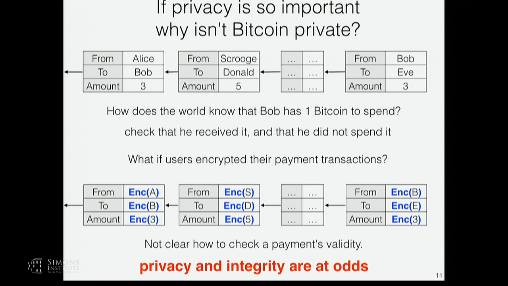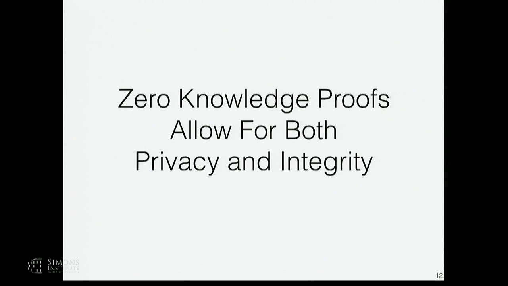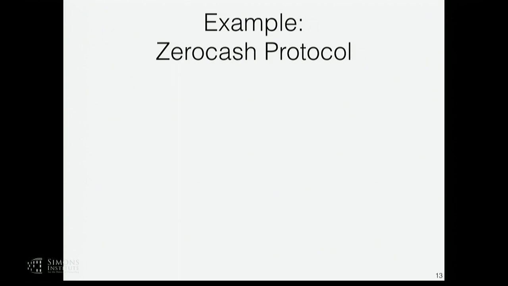Okay, so what I want to do in the remaining 20 minutes is tell you how one resolves this tension, okay? So the idea here is that we're going to be using zero-knowledge proofs, and by now there are a number of protocols that you could use to try to solve this problem. The one I will explain today is called the ZCash protocol, something that I worked on with my colleagues when I was a student back at MIT.